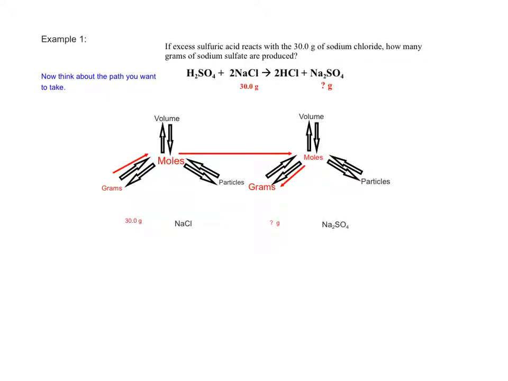So our double mole map, we're starting out with our first substance. We've got sodium chloride, and we know that we have 30 grams of it, and we're asked to find grams of sodium sulfate. So the first thing we have to do is use our molar mass of sodium chloride to get to moles, then use that mole ratio, right? We know that ratio is a 2 to 1 ratio based on our balanced equation. Then we're going to have to use the molar mass of sodium sulfate to get to grams.